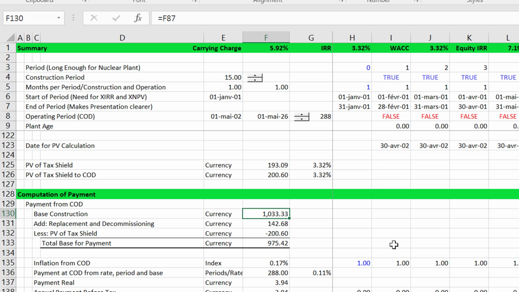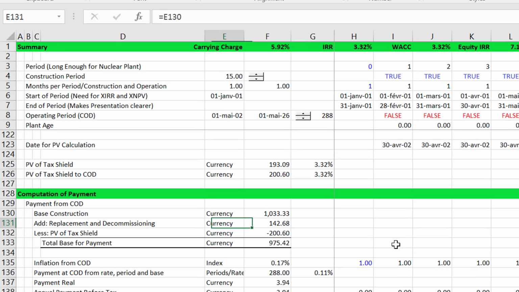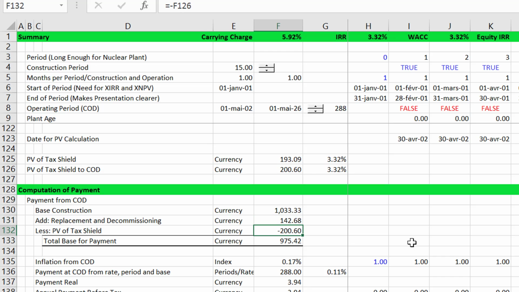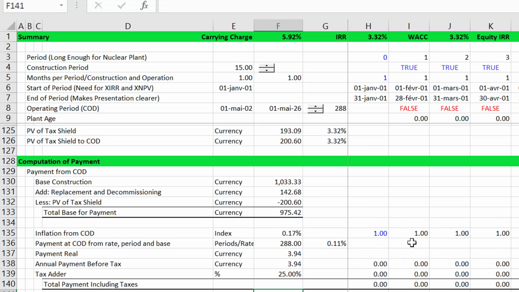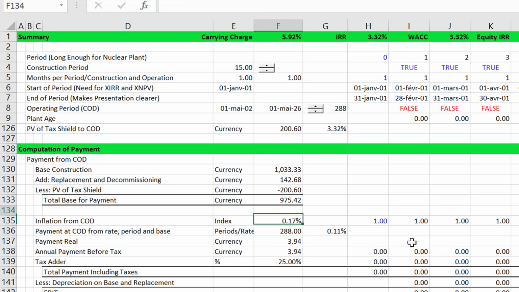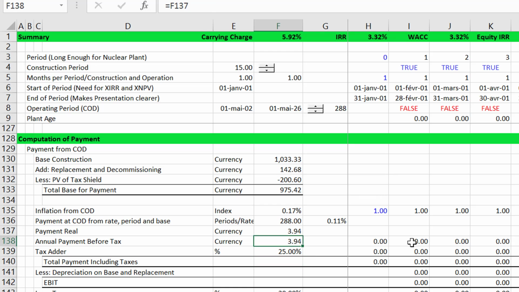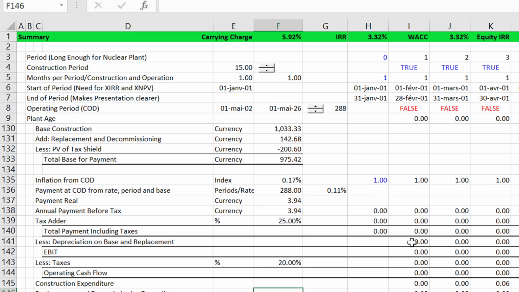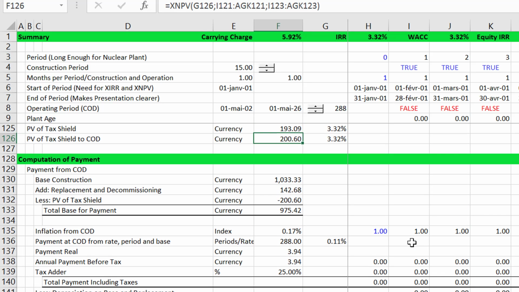We put how much construction we have with the financing, how much replacement and decommissioning we have, and what's our present value of our tax shield. This is not easy, but I doubt anybody really wants to do this. But people might want a little program, and you can look at this yourself, of course. And then you get the inflation, but you just take the inflation from the COD. And if you don't believe any of this stuff is working, after you've computed this thing with the payment function, which was our very first thing we did.